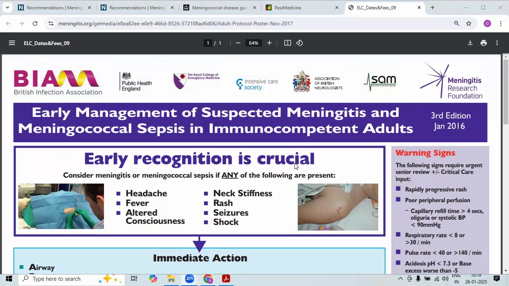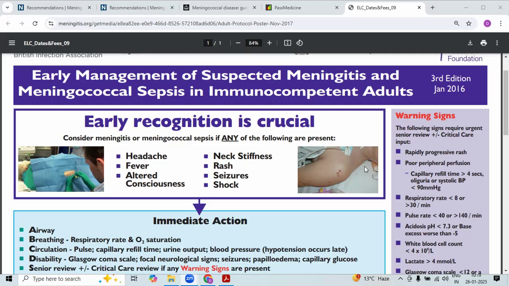Hello, hi. We are going to start with infectious disease, and today we are going to study about meningitis. So, this is the British Infection Association pamphlet for early management of suspected meningitis and meningococcal sepsis in immunocompetent adults. This is a fairly old edition, but it stands true now as well for the management of meningitis.